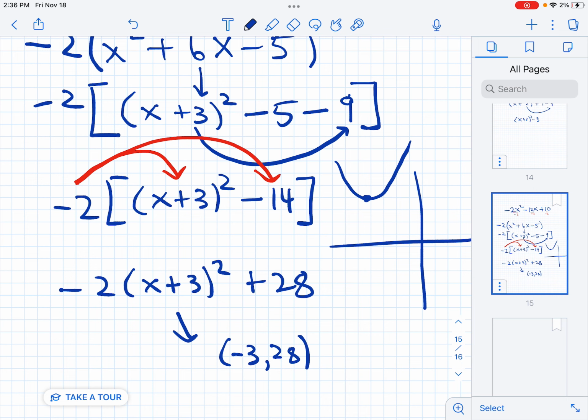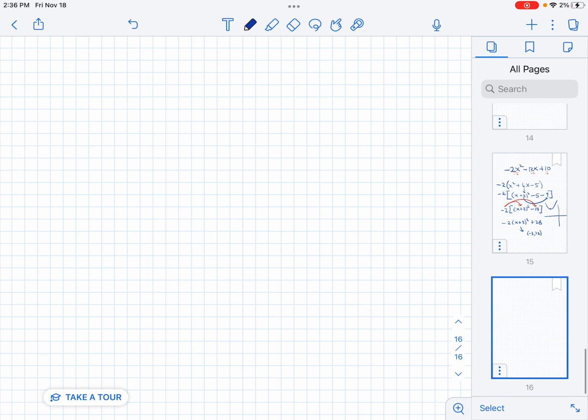Okay, let's go on and do a different type of thing. Let's say I had something in, oh, actually, let me give you a question to do on your own. So do this guy. 3x squared plus 24x plus 51. Go ahead and convert that one now into vertex form.